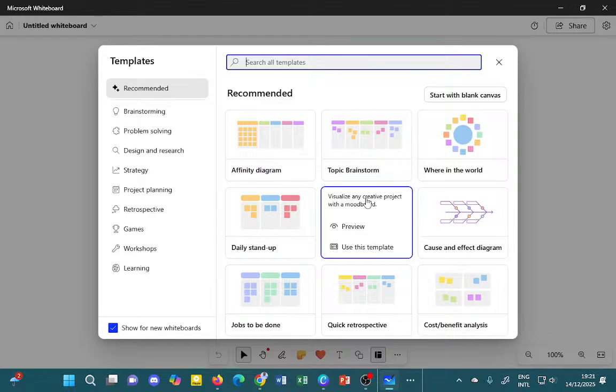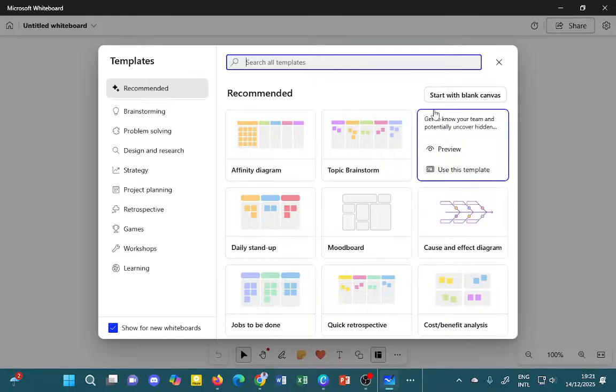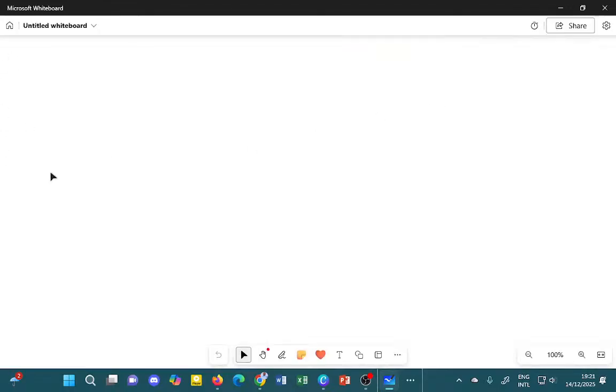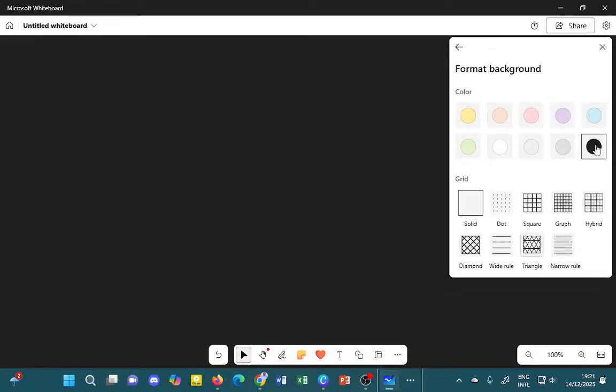Okay, we need a blank. I think for now we need a blank. We start with a blank. And there's something I also need before we proceed. I need it to look exactly like the old school blackboard. So there we are.